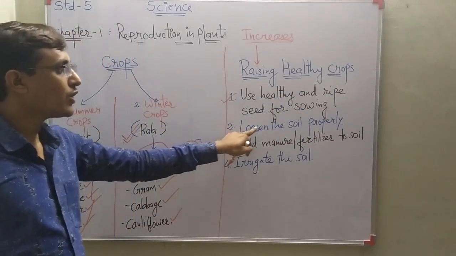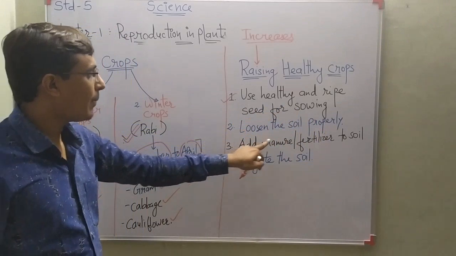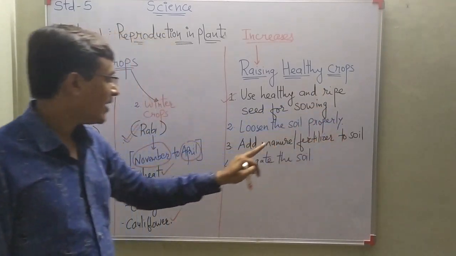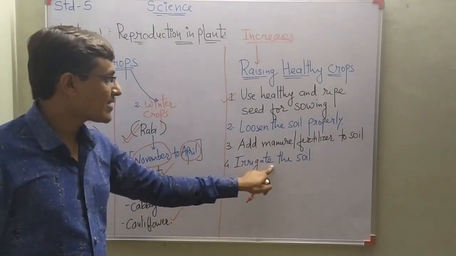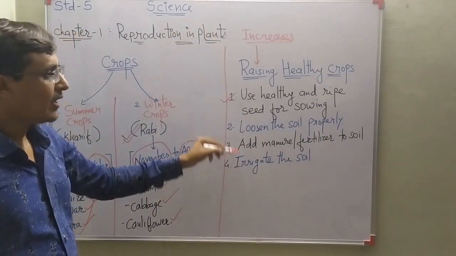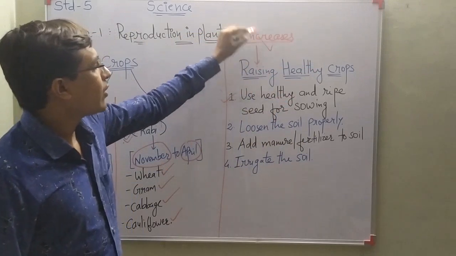Second is loosen the soil properly. Third point is addition of manure or fertilizer to the soil. We have already discussed this. And fourth one is irrigate the soil, means water is supplied to the soil. If you follow all these steps, then you may get healthy crops in a very good quantity.